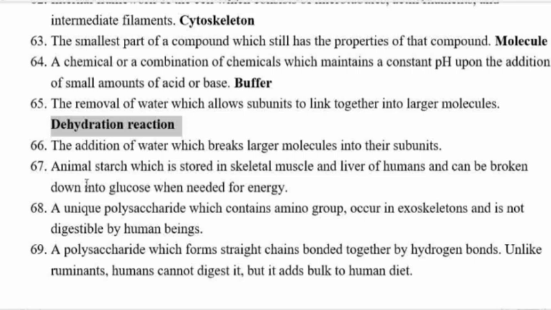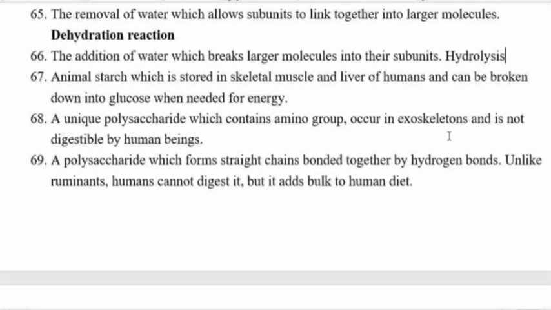Number 66. The addition of water which breaks larger molecules into their subunits. Okay, so when you remove water, it allows subunits to link together into larger molecules. We get a dehydration reaction. When we add water, it can lead to breaking of larger molecules into their subunits. So when that happens, what do we call it? I think you would like to refer to that one as hydrolysis. Hydrolysis. Breaking water. Hydrolysis.